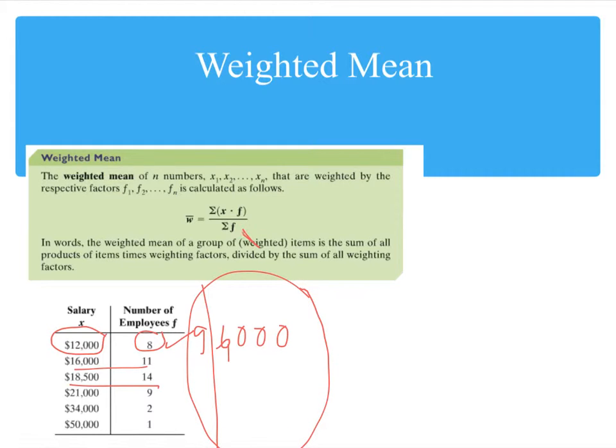Now this down here, divide by how many there are. That's going to be the sum of your frequencies. So in this particular case here, let's see, 8 plus 11 is 19. Then we have 19 plus 14 would give us 33. Plus, and let's see, 9, 10, 11, 12. So we have 45 data values here. So we're going to add that sum together and divide it by 45 to get the weighted mean.